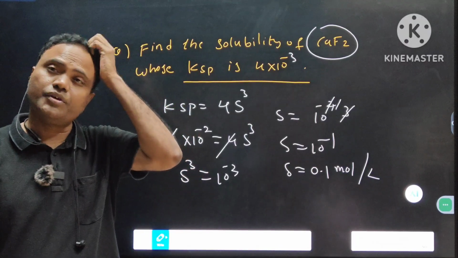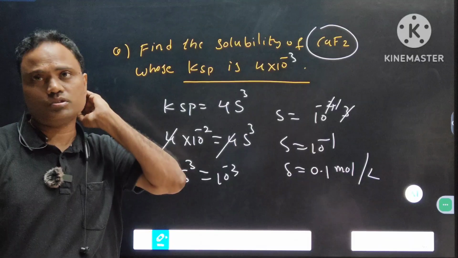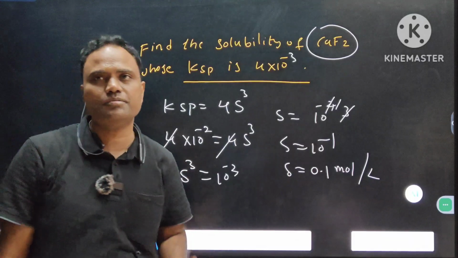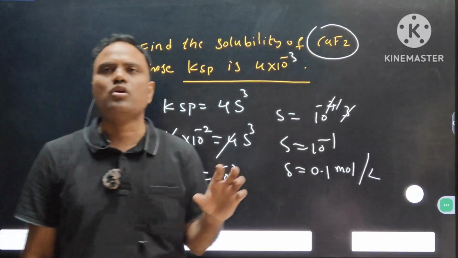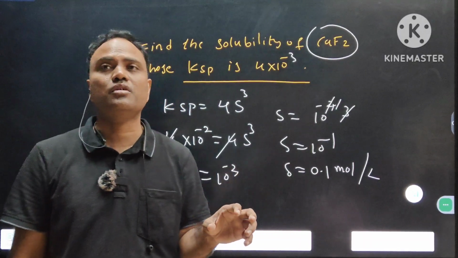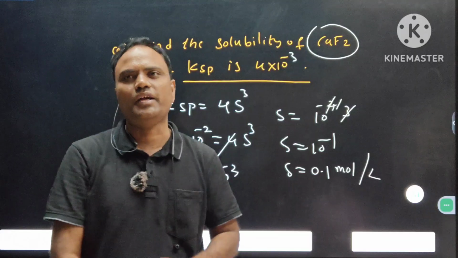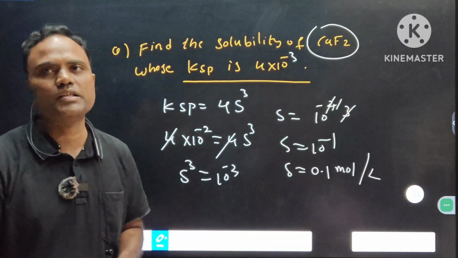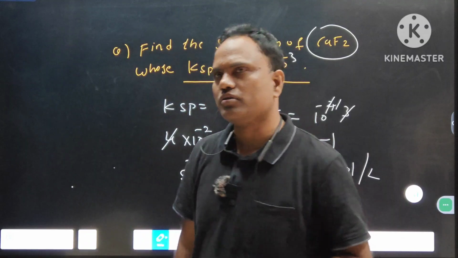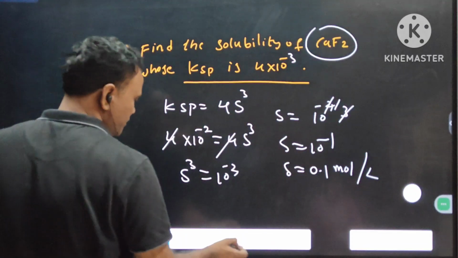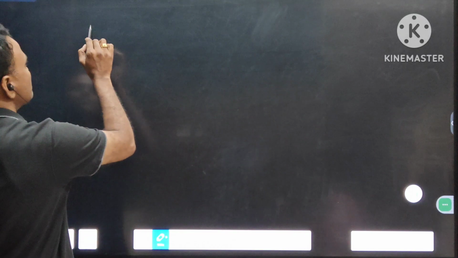Now let us see something very important: solubility of sparingly soluble salt. This question came 3 times in NEET, so let us do it. Finding the solubility of a sparingly soluble salt, meaning a weak electrolyte, in the presence of a strong electrolyte. See the procedure, keep the heading: solubility of sparingly soluble salt in the presence of strong electrolyte.